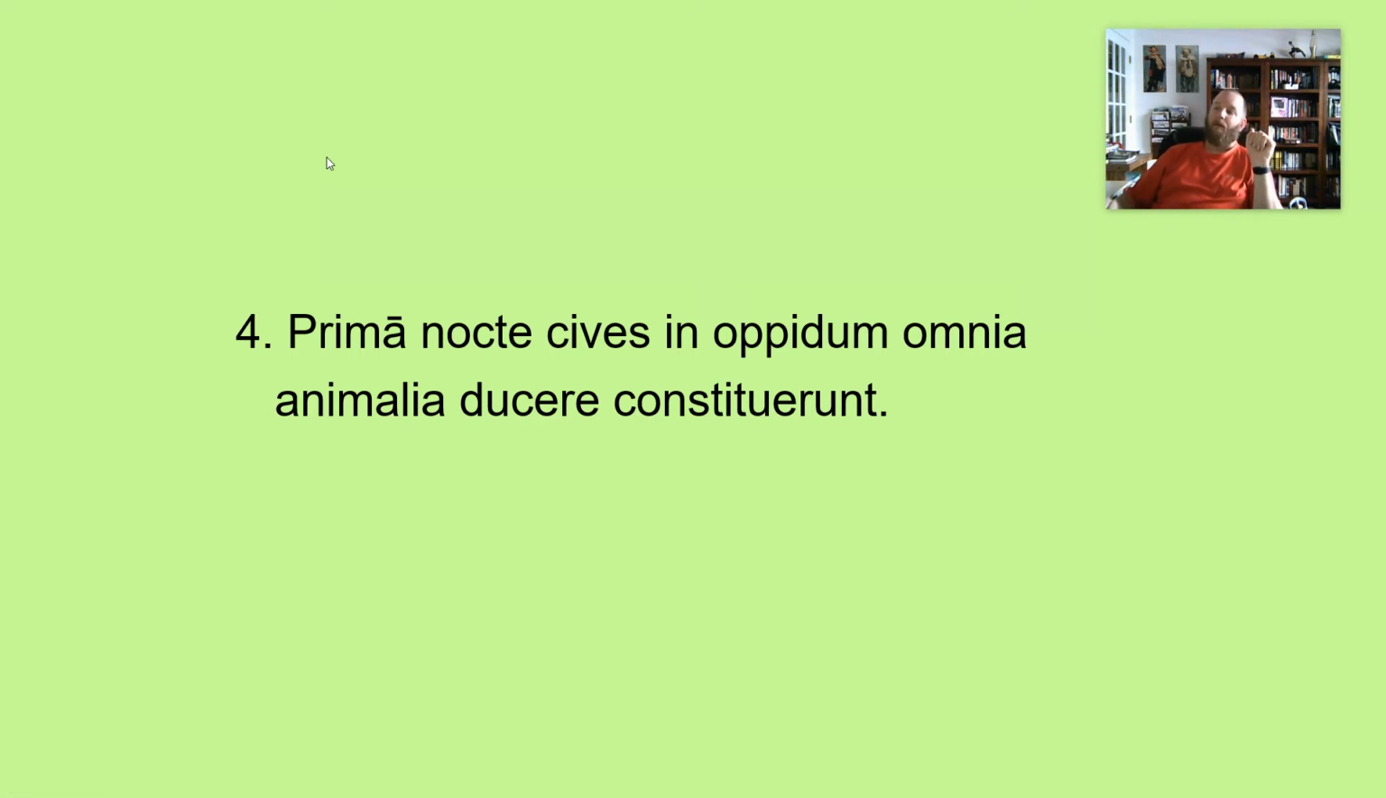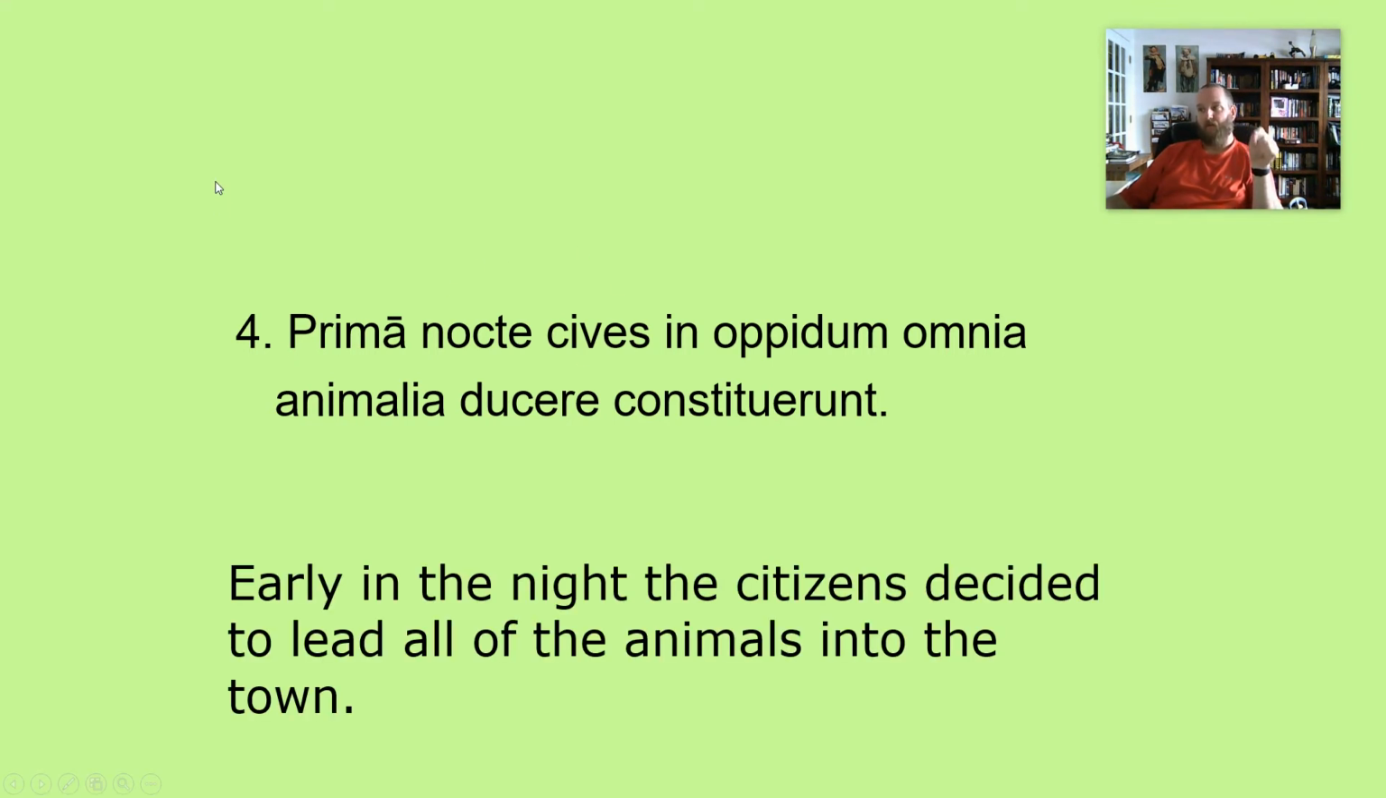Prima nocte, cives in oppidum omnia animalia ducere constituerunt. So remember, prima nocte is a new idiom also. It means early in the night, not just first night, but early in the night. The citizens decided to lead all of the animals into the town. So again, another complementary infinitive. They decided to lead all the animals into the town. The animals are the direct object because they are accusative. Remember that word is third declension i-stem.